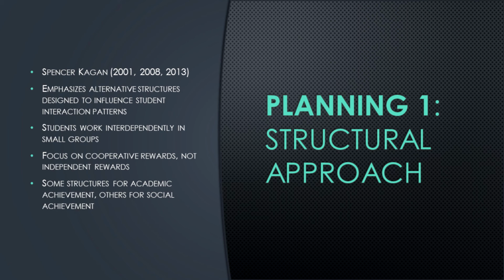These are alternative structures where, instead of a teacher providing a lecture and waiting for students to raise their hands to answer, the students instead work interdependently or together to develop solutions or answers. I'll talk about a few of these structures in a moment, such as think, pair, share, and numbered heads together. Some of these structures emphasize academic goals, and others focus on social achievement, such as active listening and time tokens, which will be covered in the second half of this chapter. The key takeaway here is that the focus is on cooperative rewards, not independent rewards.